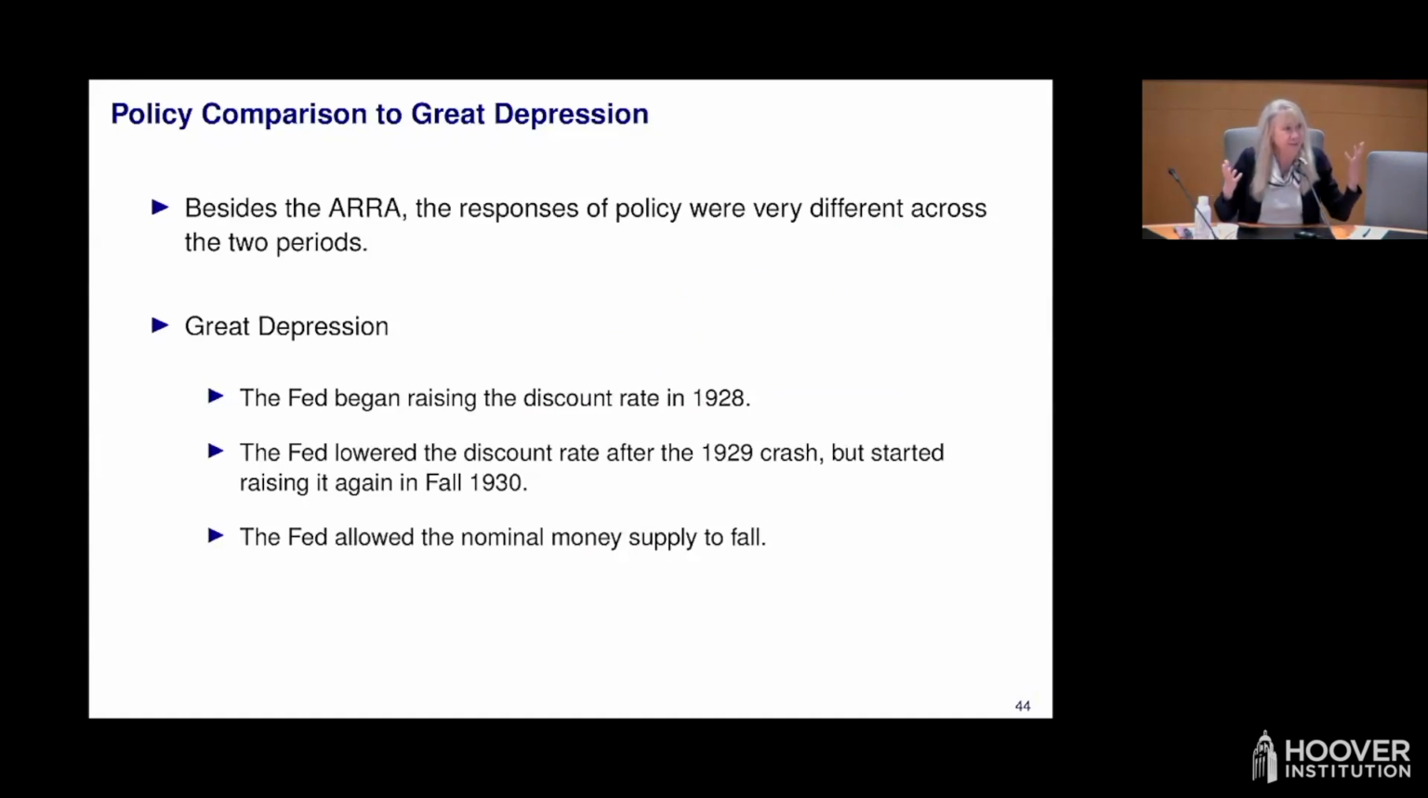We all know during the Great Depression, the Fed began raising the discount rate in 1928 because they were worried about equity prices. They lowered them after the 1929 crash, but then started raising it again in fall 1930 because of the whole gold standard pressures. And then the Fed allowed the nominal money supply to fall. We all read Friedman and Schwartz.